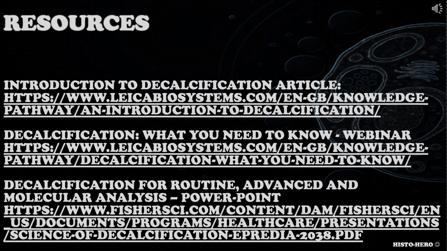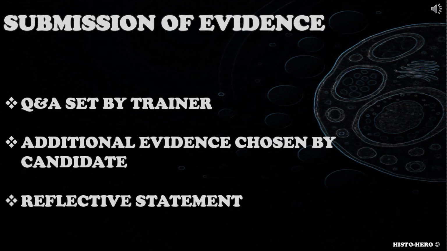The Resources section on Brightspace contains some very useful information. Submission of evidence on Brightspace informs the candidate what evidence needs to be submitted for each subsection. The candidate needs to submit answers to questions that were set by the training officer. I will share some examples of possible questions later on. The candidate also needs to select an additional piece of evidence relevant to this subsection. I will also share with you some ideas of possible evidence later on in this video. Each submodule requires the candidate to submit their reflective statement relevant to their practice and training in each submodule.